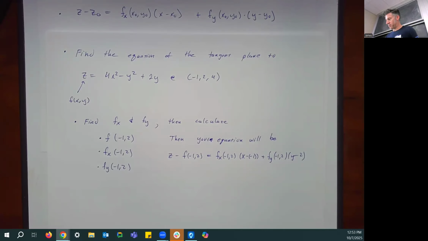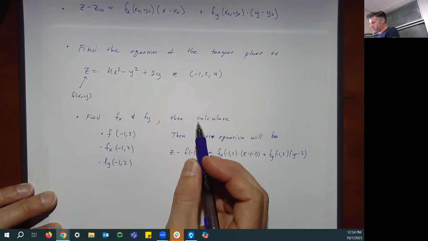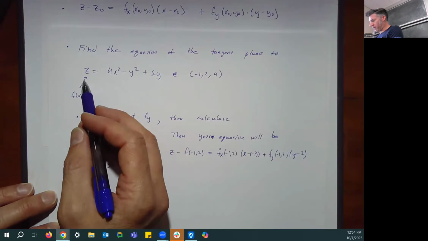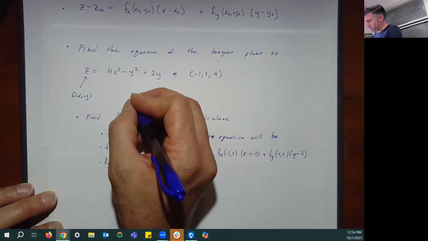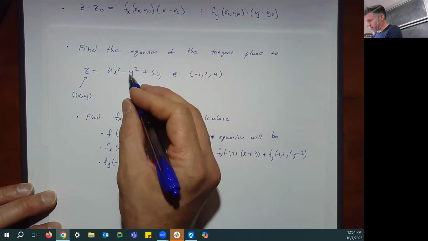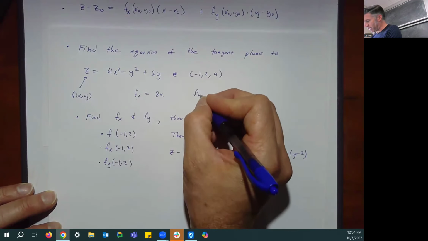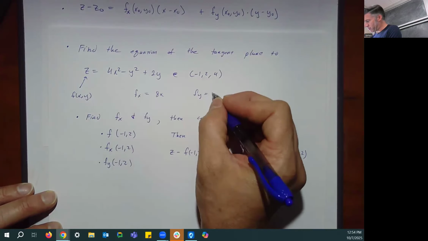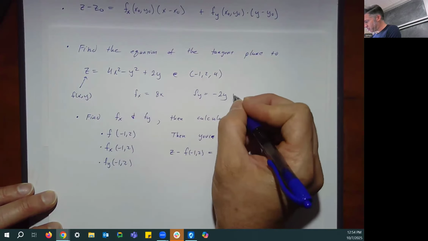All right, let's take a look. So I need some partial derivatives. They're not too terrible. My fx or my zx, whatever you want to call it. My fx is going to be 8x minus 0 plus 0. My fy is going to be 0 minus 2y plus 2.